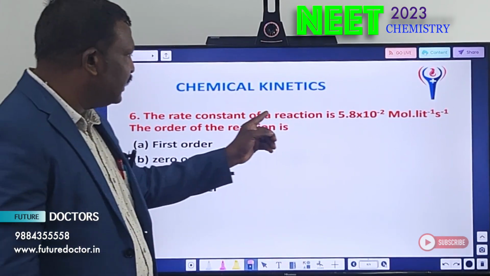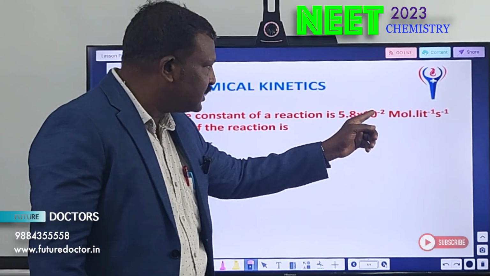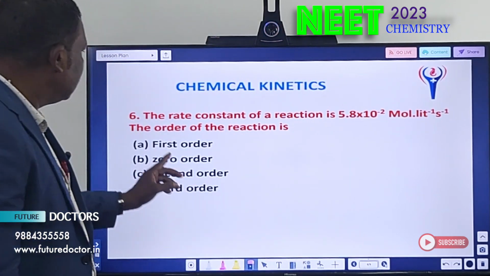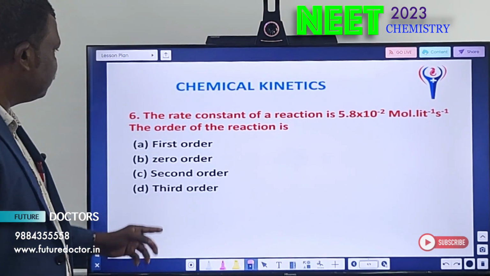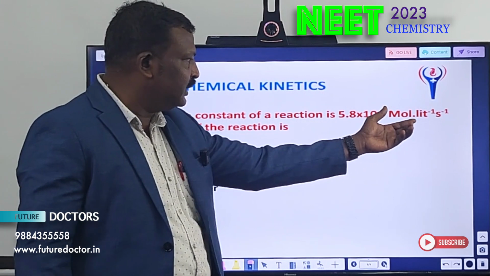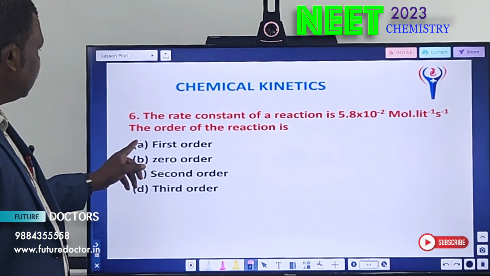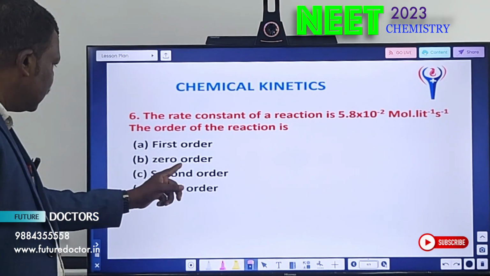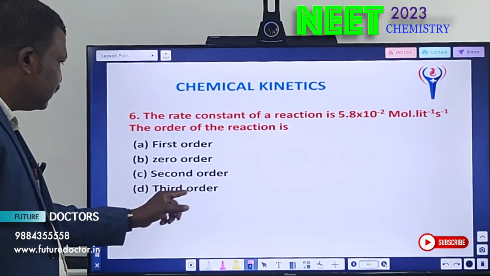The rate constant of a reaction is 5.8 into 10 power minus 2 mole per liter per second. The order of the reaction is dash. Very simple question. If you know the unit, you can find out the order. Option A, first order. Option B, zero order. Option C, second order. Option D, third order.